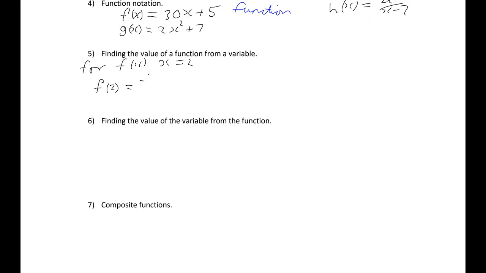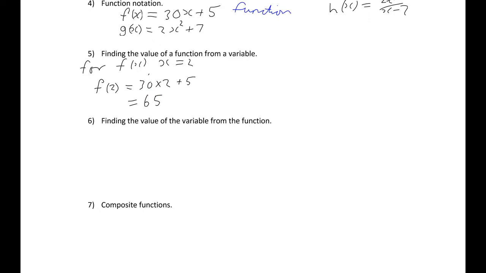So that will be 30 times 2 plus 5. And that's going to equal 65. Okay? So if you're ever asked to find f of a number, what that means is put that number in where x was and times, multiply, divide, whatever, to get your answer.